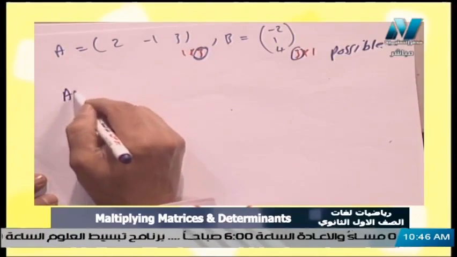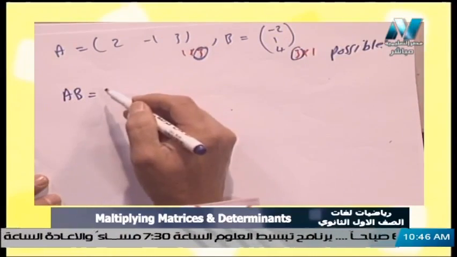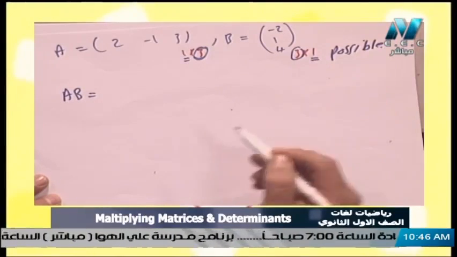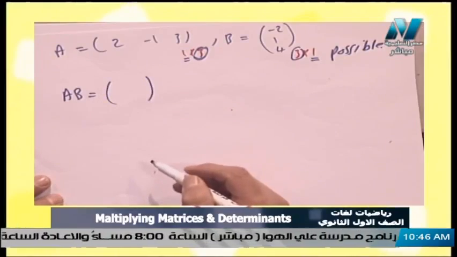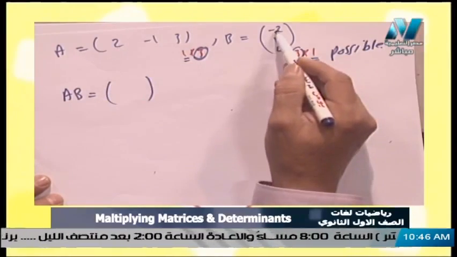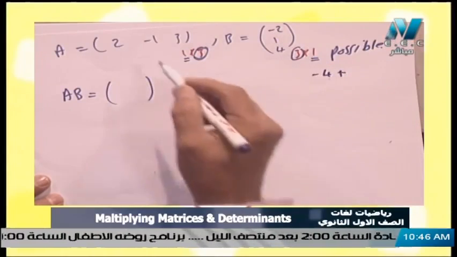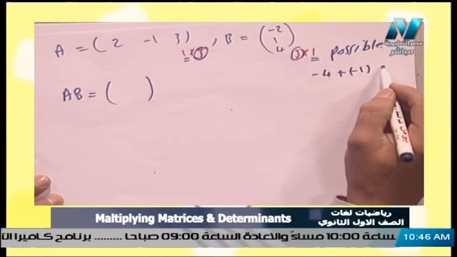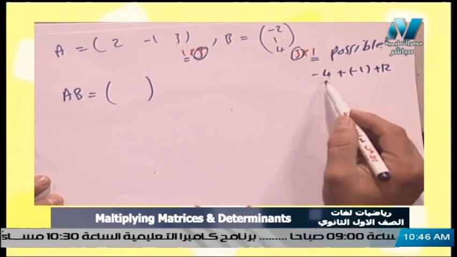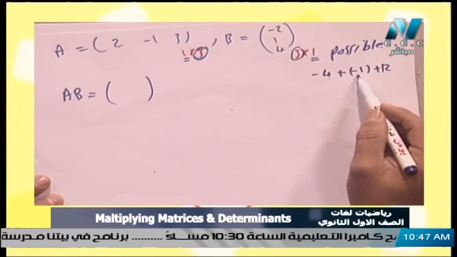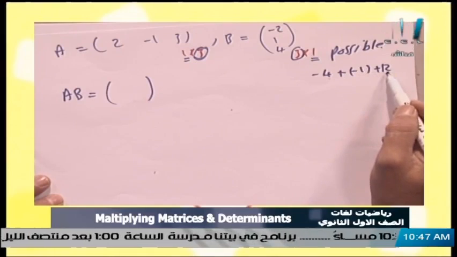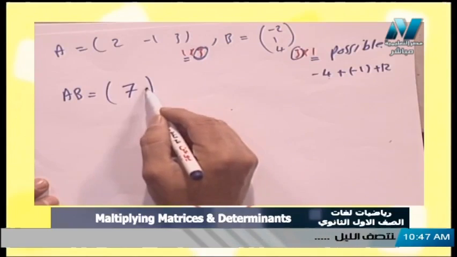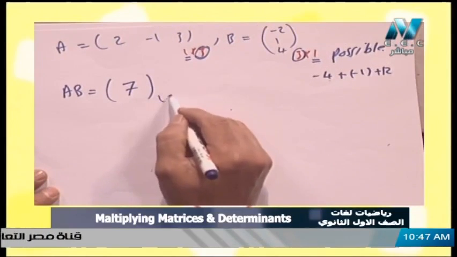Let's find AB now. The expected order will be 1 by 1, just one element. 2 multiplied by negative 2 equal negative 4. Negative 1 times 1 equal negative 1. 3 times 4 equal 12. So negative 4 plus negative 1 equal negative 5. Negative 5 plus 12 equals 7. So just 7. One element, because it's one row, one column, means just one element.